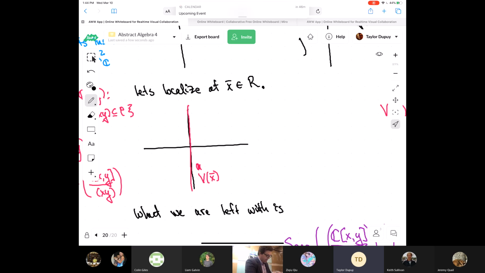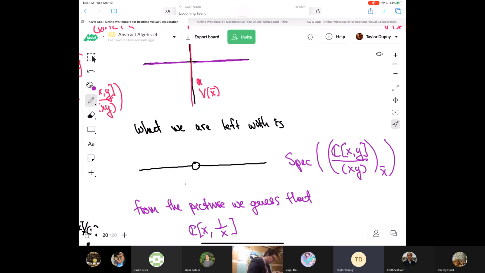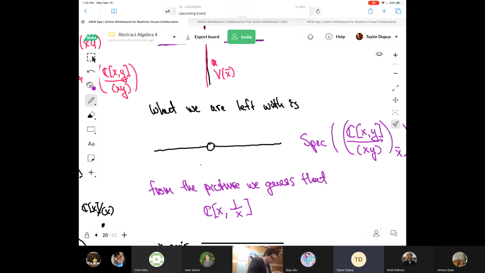So what I'm going to do is remove this line here, right? And so I only want to consider the purple. Well, the purple is not all this, right? The purple is actually just this and this, right? Because we're only working on these axes, and so we're left with this thing with the origin removed.